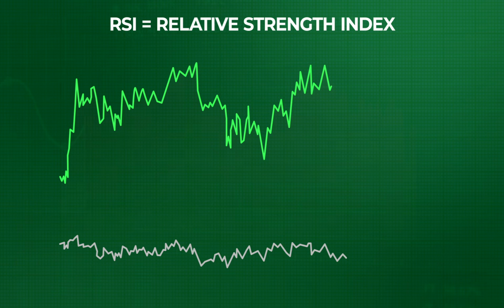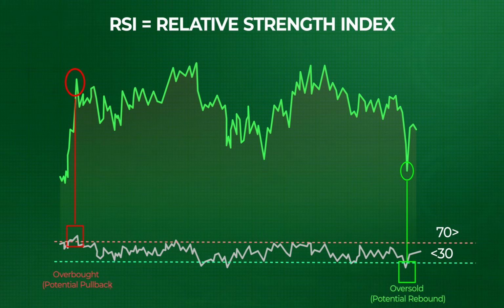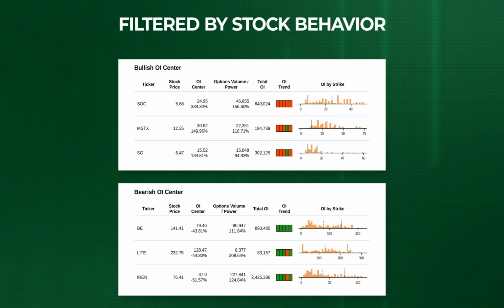We combined the open interest signal with a simple stock level indicator, the RSI 14, to measure whether the stock was oversold or overbought. When the RSI was below 30, we only took the bullish signals. And when the indicator was above 70, we only took the bearish ones.